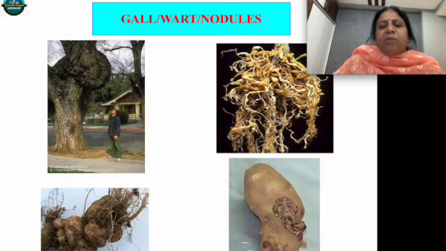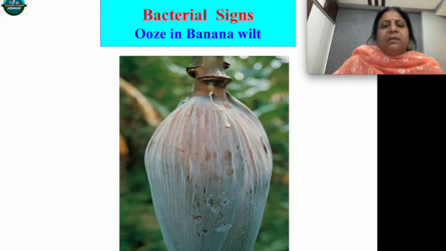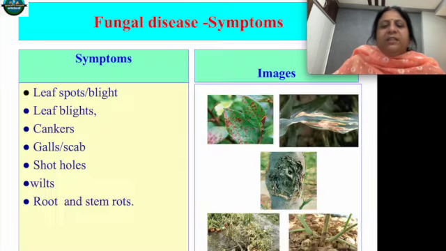So galls, warts, nodules. The nodules and all may be because of some good bacteria like rhizobium, or maybe because of knots by nematodes, or sometimes it may be because of the fungal diseases. Bacterial sign, if you see, oozing is the main symptom of the bacterial disease.